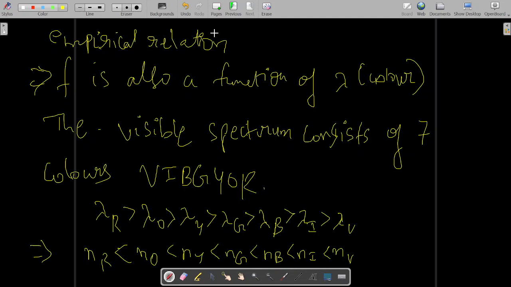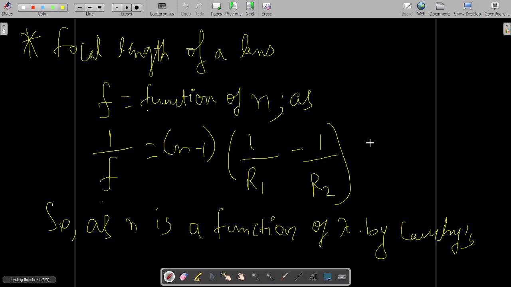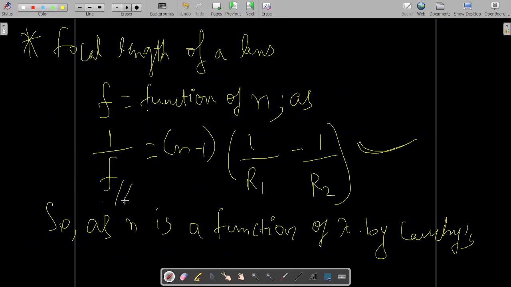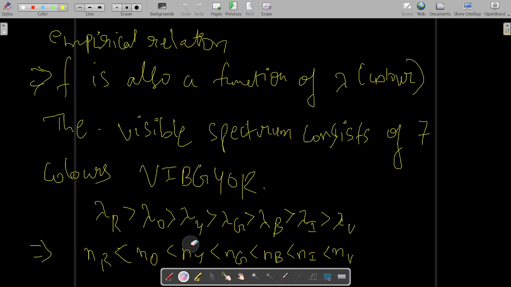Now from this particular relation, the focal length will follow the opposite order as n, as f is in the denominator and n is in the numerator. So focal length will follow exactly an opposite order as compared to refractive index n. Which order will the focal length follow? The exactly opposite order.